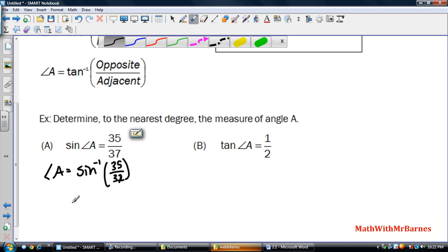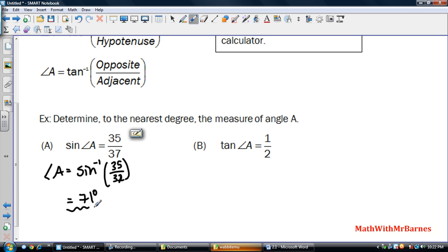So, sine -1. What you've got to do is go to your calculator and press second function and then sine. So what comes up is sine -1. What we're going to do is put that fraction in there: 35 divided by 37 and close brackets. And then when we do, we should get 71 degrees.